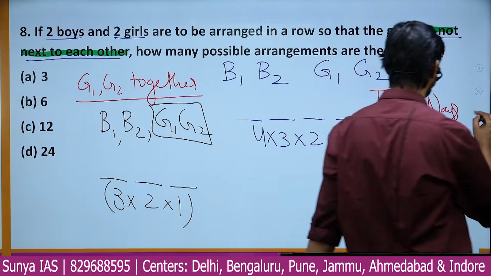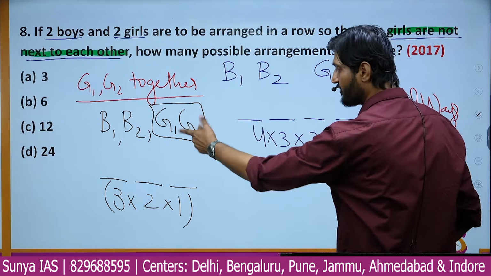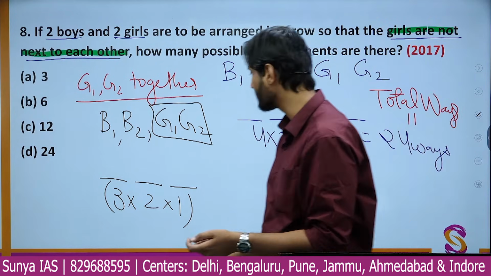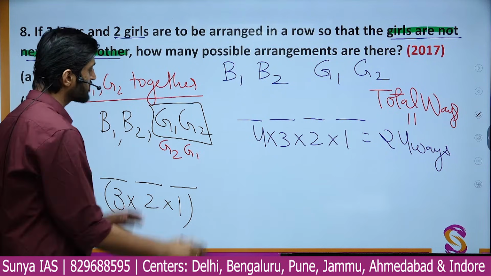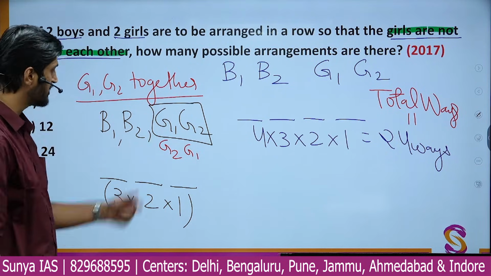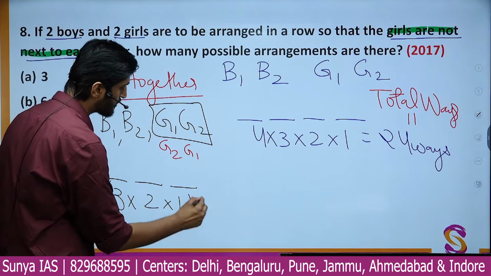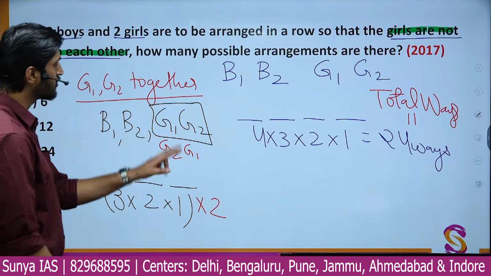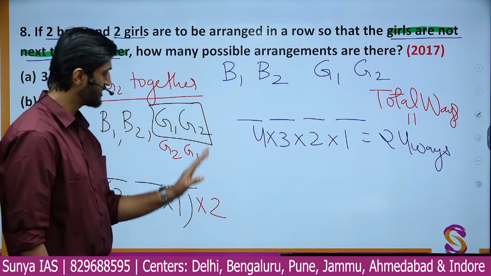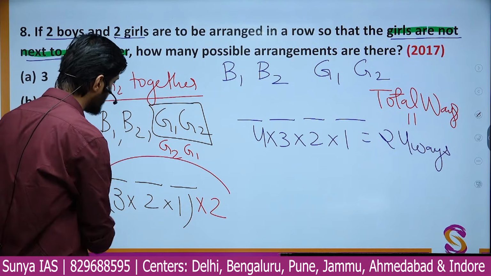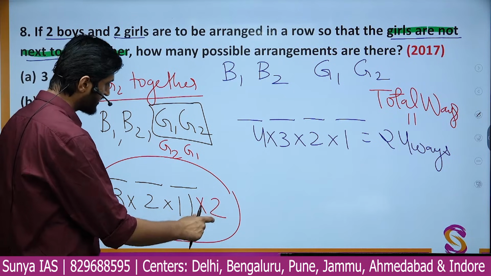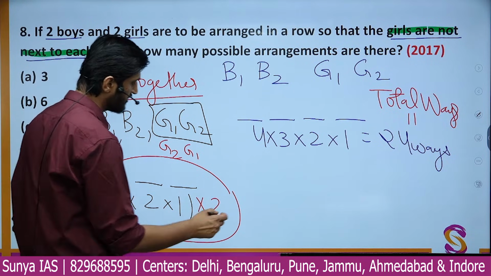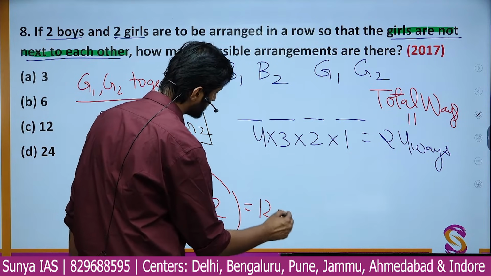But one thing is also there, the order of G1, G2 can also be reversed. So instead of G1, G2, you can have the order G2, G1. So the same cases will also be applicable for G2, G1. So just simply multiply it by 2 to account for the different order of G1 and G2. These are the overall ways in which these girls will always be together, and that is simply 2 into 6, which is nothing but 12 ways.